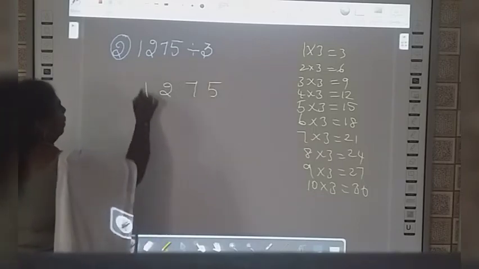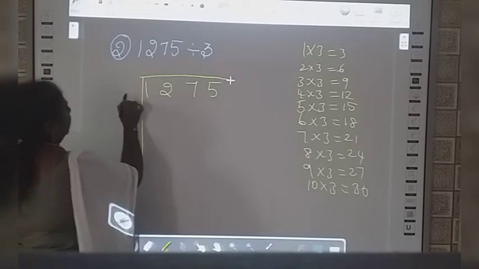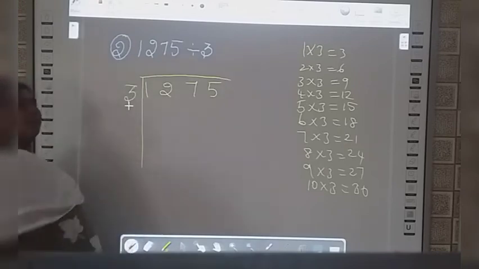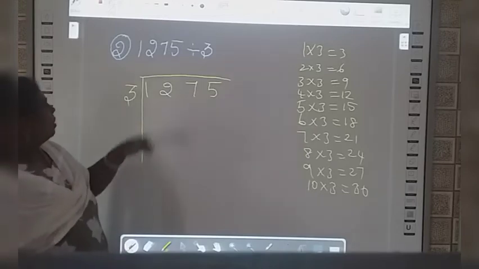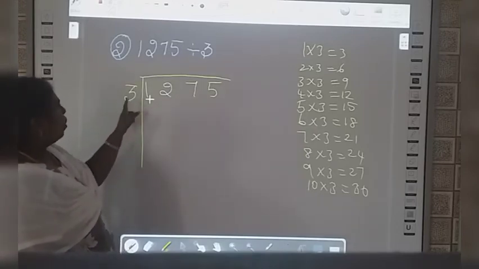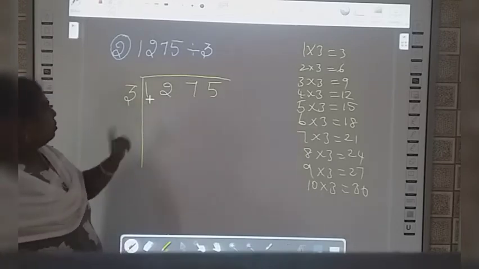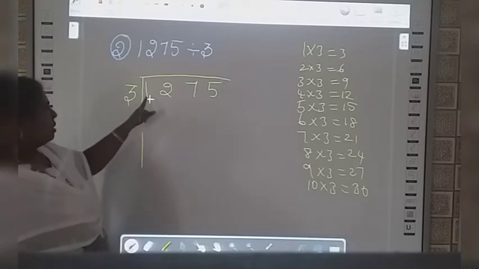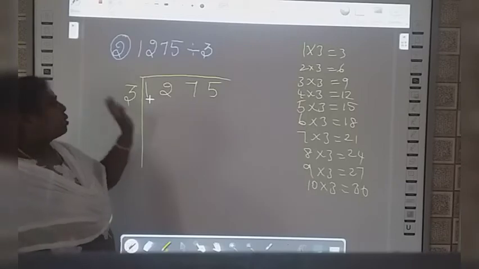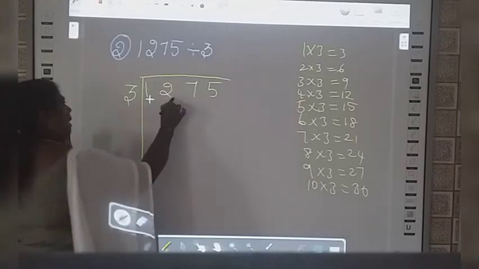Now you can write it here: 1275. The divisor is 3, right? You can write here. First we compare this number, here 1, here 3. Is it possible to divide by 3 here? No, it is not possible, because this is the lower value, isn't it? So what are you going to do? You have to take the next number also.